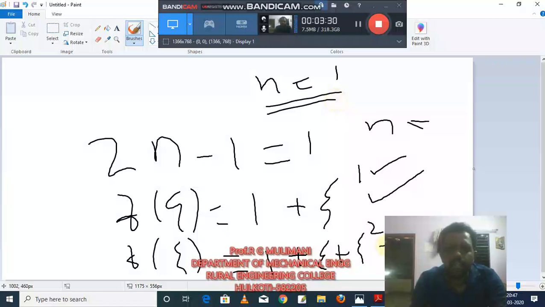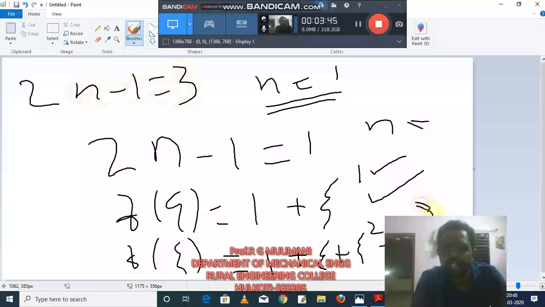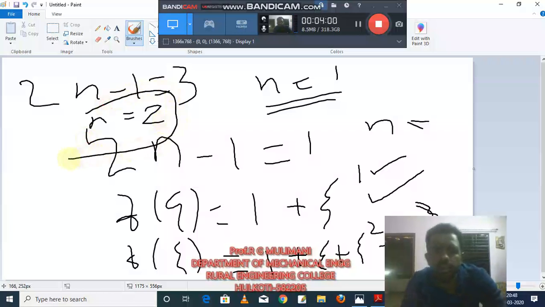Similarly, when the order of the polynomial is 3, then 2n minus 1 is equal to 3. The highest order is 3 here. So 2n minus 1 is equal to 3. So what is the n value here? 2n is 3 plus 1, which is 4. So n value is 2. So we are going to use the 2 point formula. It depends upon the order of the polynomial.